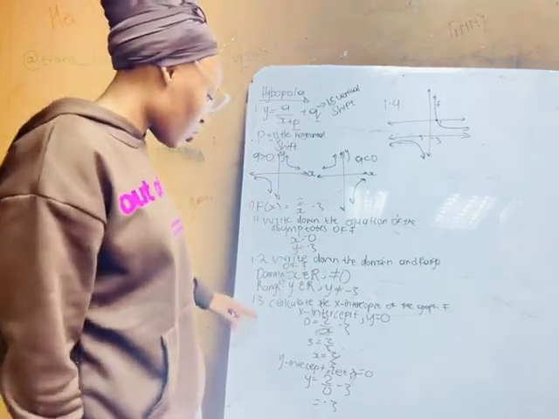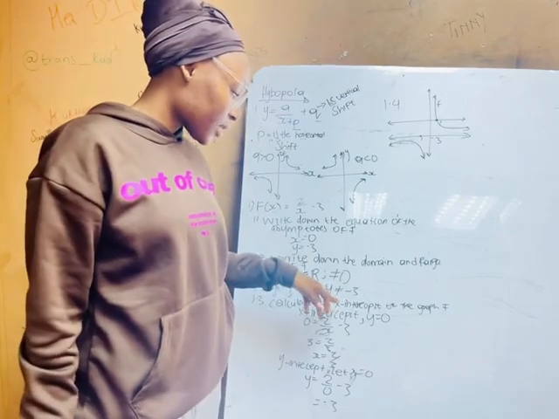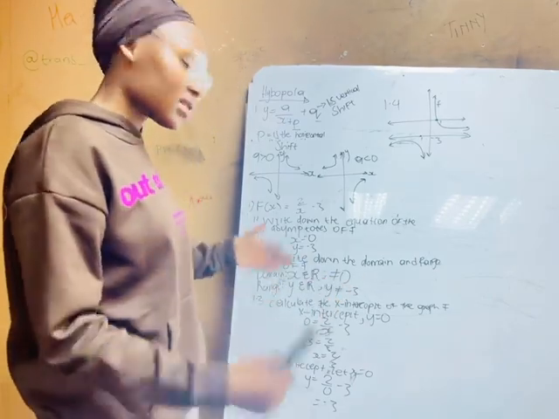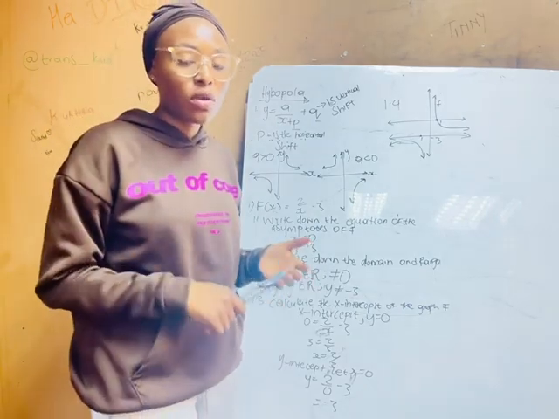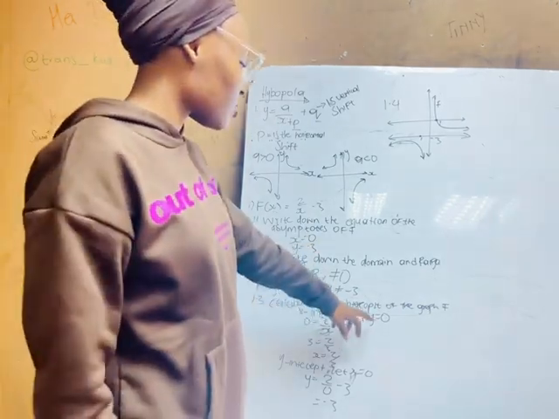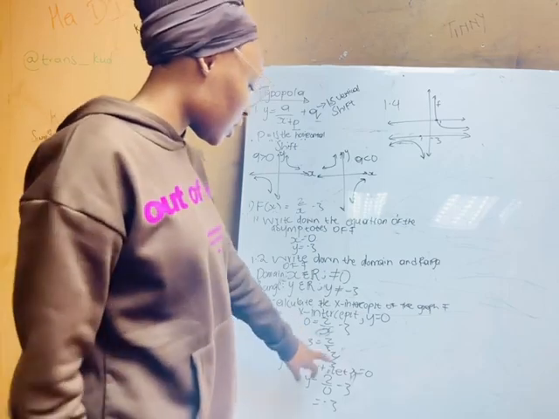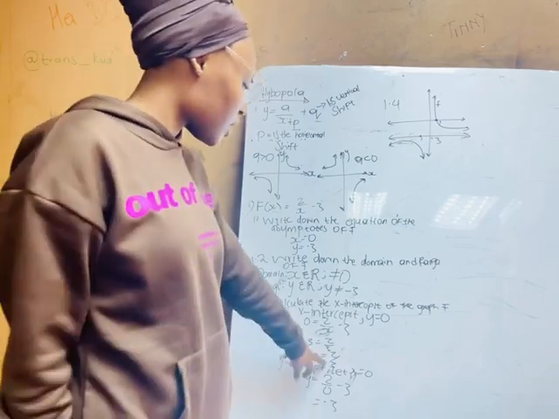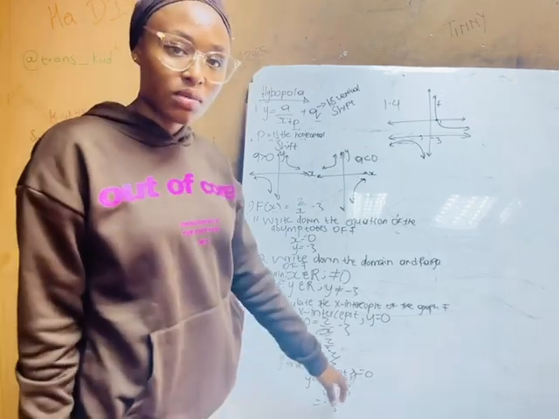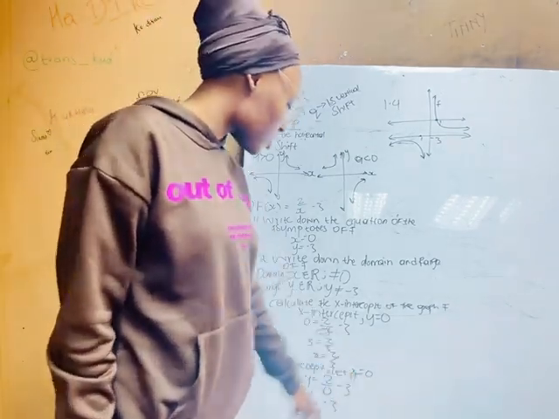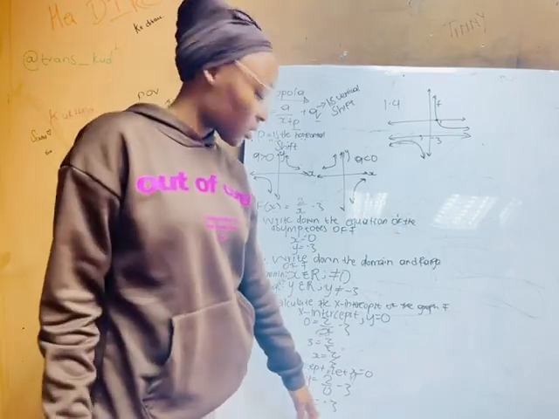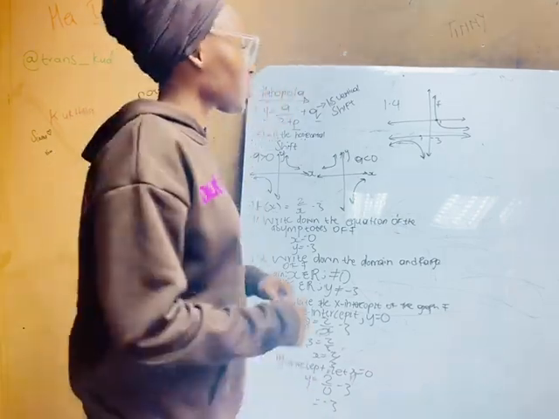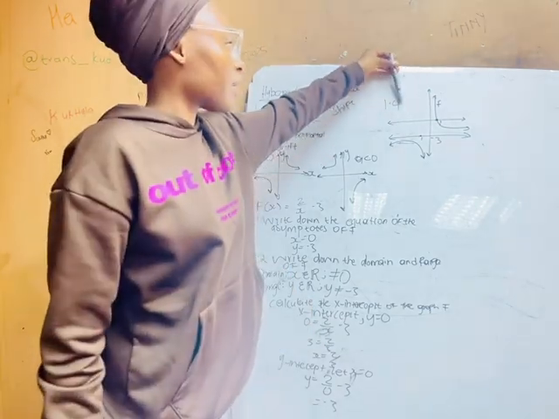And then the third question says calculate the x-intercept of the graph. For the x-intercept, you are still applying the same rule. When they say determine the x-intercept, you let y be equal to 0. That's what I did here, and then I found the x-intercept, and also the y-intercept. To do the same, you let x be equal to 0, and then we found that y is equal to negative 3, and this is our graph.